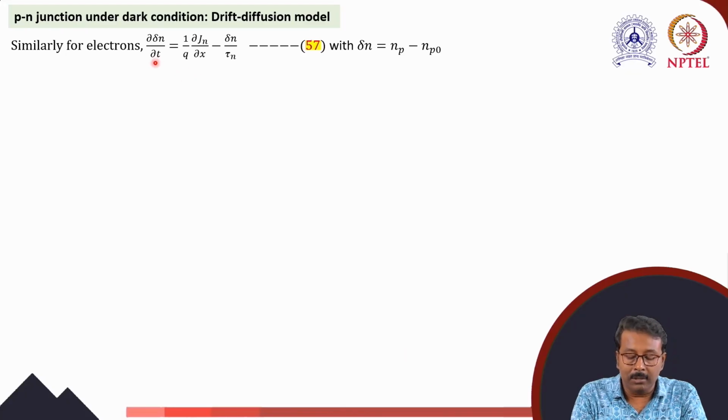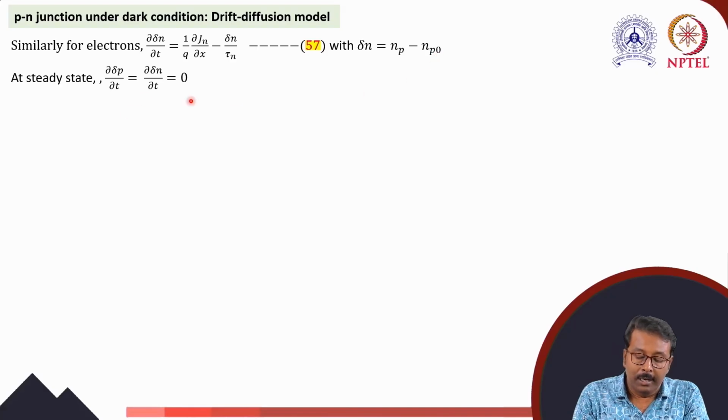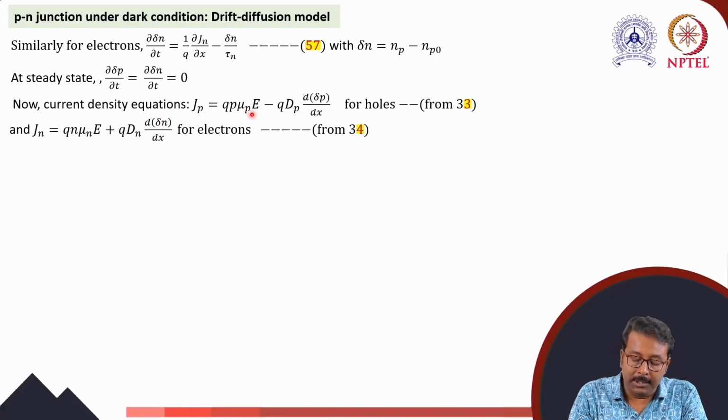Anyway, for electrons also we can get a similar expression. Suppose this expression is 57, and delta n is nothing but Np minus Np0. That means the excess electrons in the p side, that is the left side, Np minus the equilibrium value Np0. So considering steady state, we reach the equations, expressions 56 and 57. What is the current density equation that we were discussing? Say for holes, the current component due to holes, Jp. This is the drift part and this is the diffusion part.